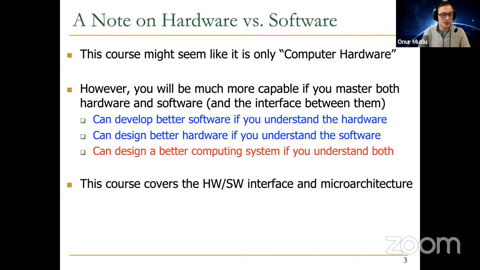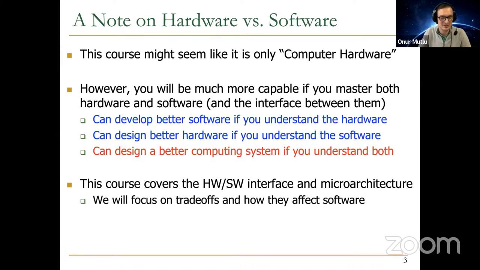And in most of this course, we're going to cover the hardware software interface and microarchitecture. Today, we're going to start with logic. And very little, we're going to touch on devices, but we're not going to talk about the reasons why devices work the way they do. If you really want to know that, you should really take a microelectronics design course, which is fascinating also, I think. But that's just not the subject of this course.